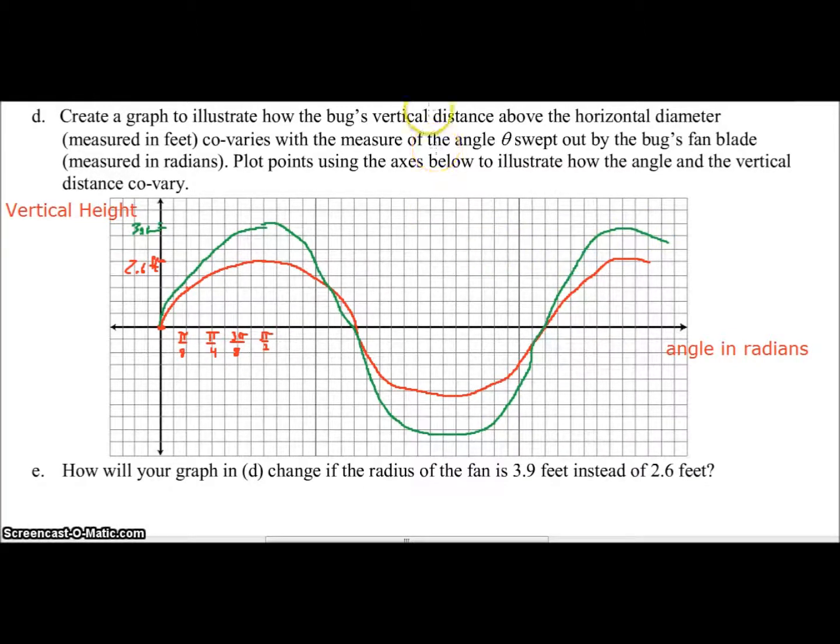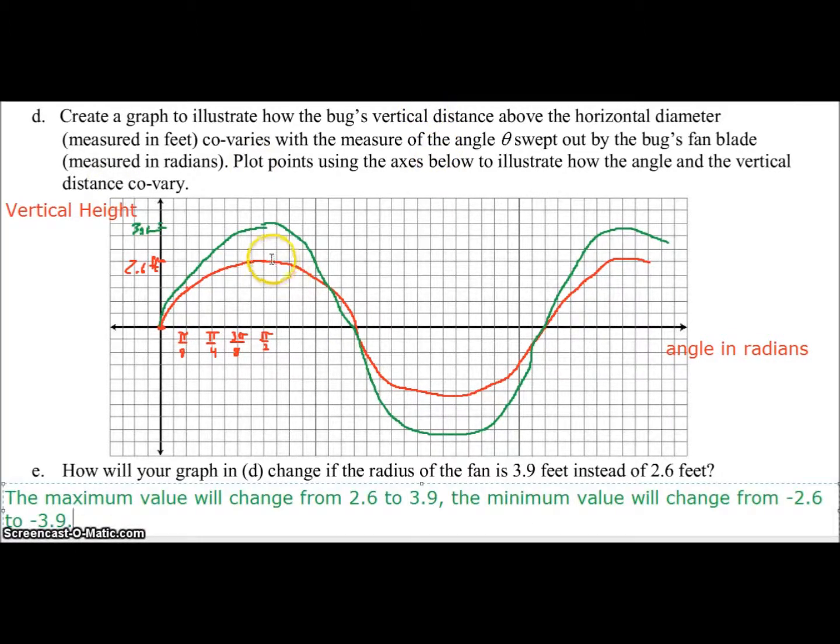And the amplitude of our function would be larger. So notice that the maximum value of our graph would change from 2.6 to 3.9, and the minimum value would change from negative 2.6 to negative 3.9.